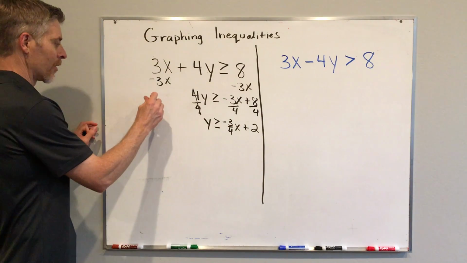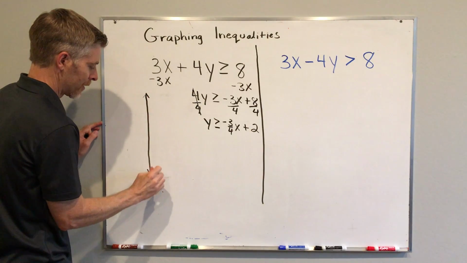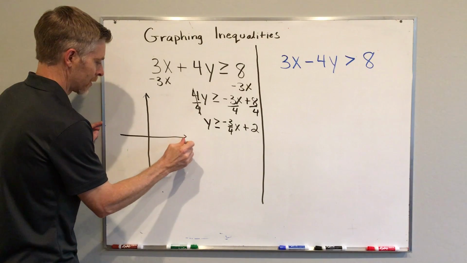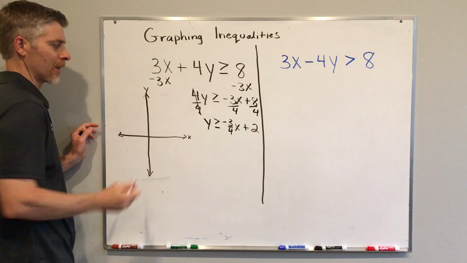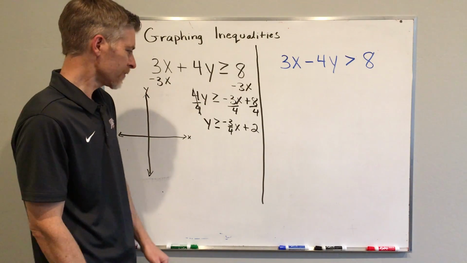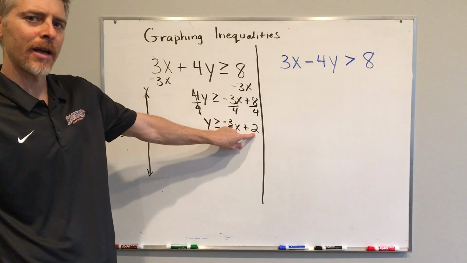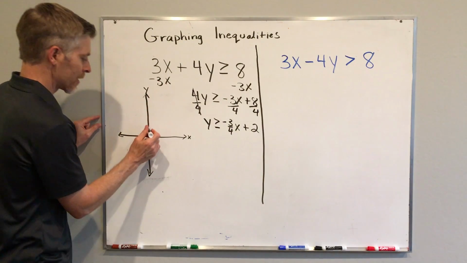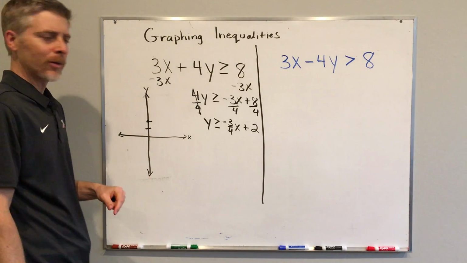Okay, we're going to go and graph our solution now. So I'll draw my xy coordinate plane. There's the x-axis. There's the y-axis. Now, we know this is the y-intercept, which means the line crosses the y-axis at 2. So we know there's a point at 2.